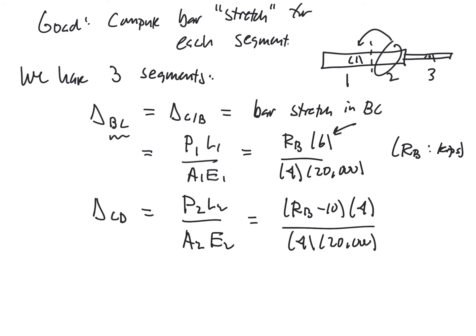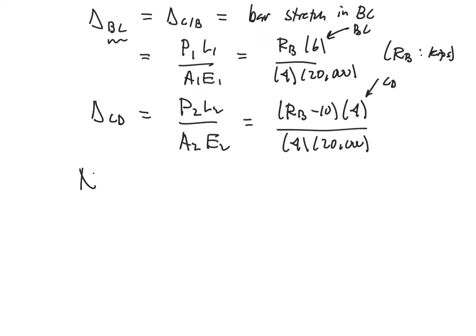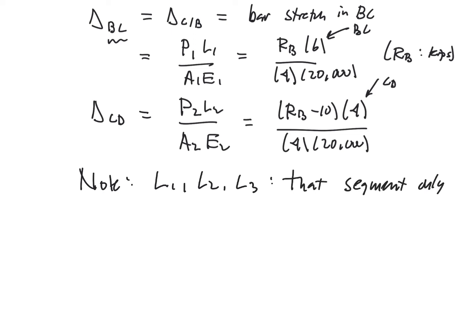Notice that these lengths are only for those segments of bar. It's only for the length from B to C, only for the length from C to D. A lot of students, for one reason or another, want to put the total length to the left that they used in the free body diagram. Don't do that. Note, L1, L2, and L3 are for that segment only, because what you're doing is finding the bar stretch in that segment. It doesn't make sense to include length that is outside the domain of that particular piece.